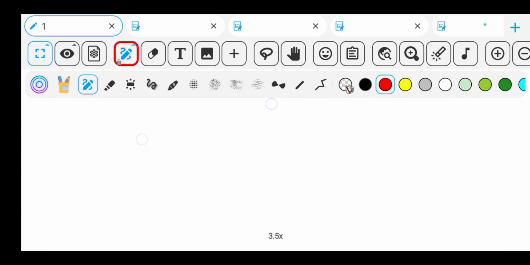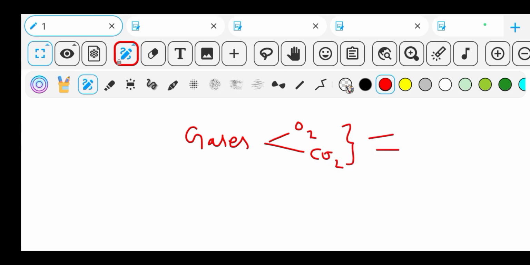Suppose we are having some kind of gases. They can be O2 or CO2. Let's take the example of these two only. They can be in or out of a cell, right?